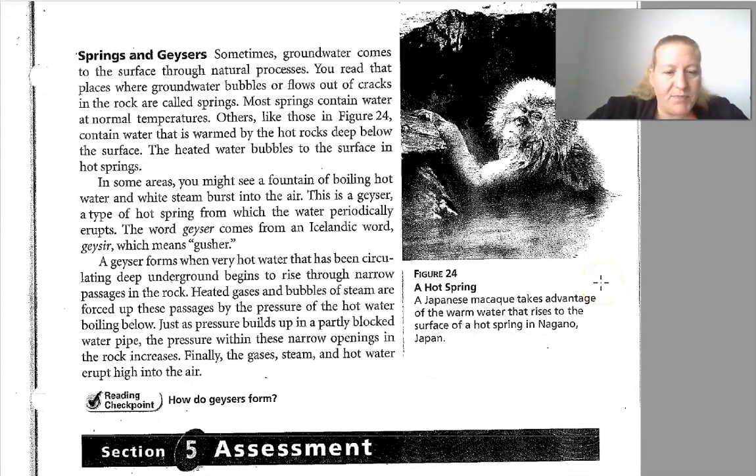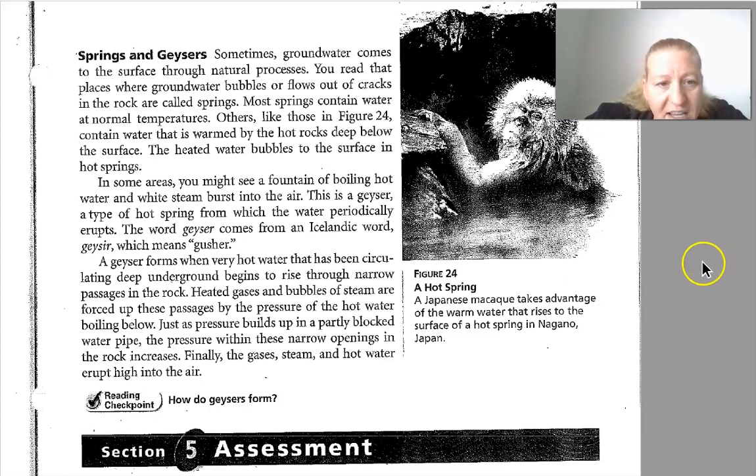Springs and geysers. Sometimes groundwater comes to the surface through natural processes. You can read that places where groundwater bubbles or flows out of cracks in a rock are called springs. Most springs contain water at normal temperatures. Others, like in Figure 24, contain water that is warmed by the hot rocks deep below the surface. The heated water bubbles to the surface in hot springs. Okay, so you can see this is a nice hot spring, and there are hot springs located around the United States.